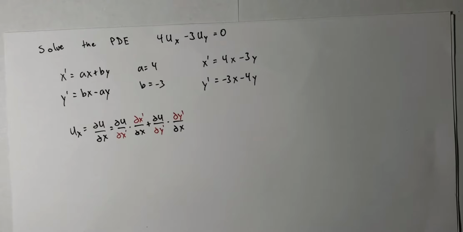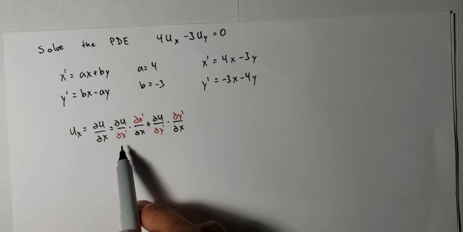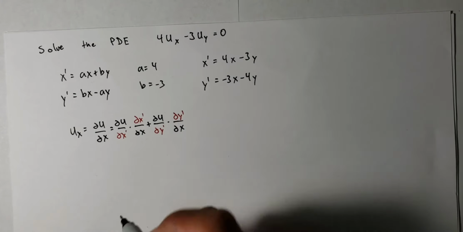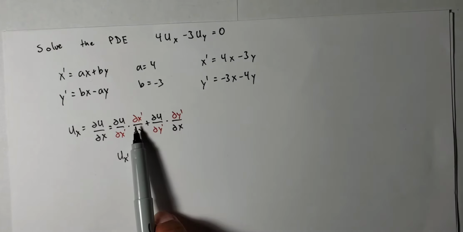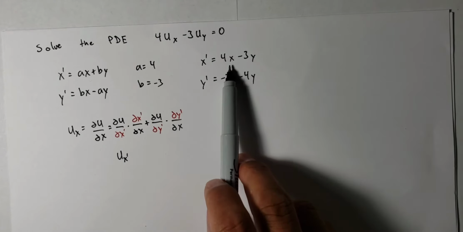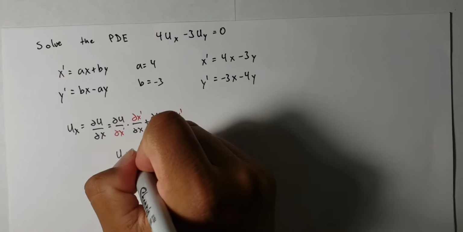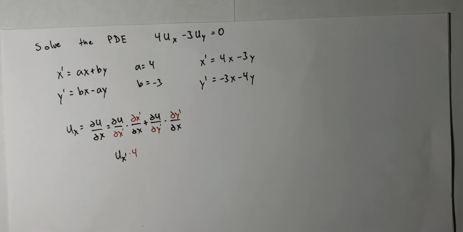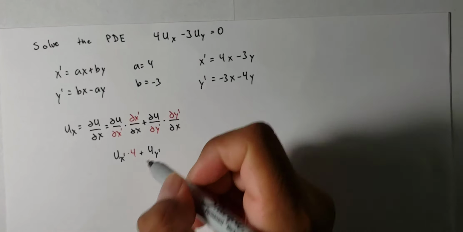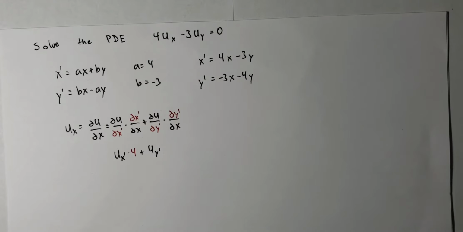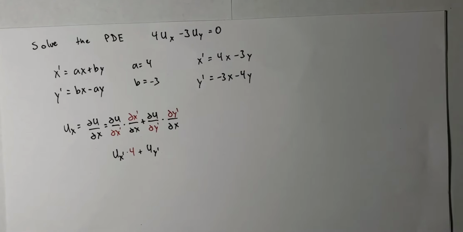Remember, we do not know what function u is, so we can't take the derivative of it with respect to x prime. So you leave that as follows. Derivative of x prime with respect to x, so that's just 4. And then the derivative of u is going to be u y prime, and the derivative of y prime with respect to x is going to be -3.